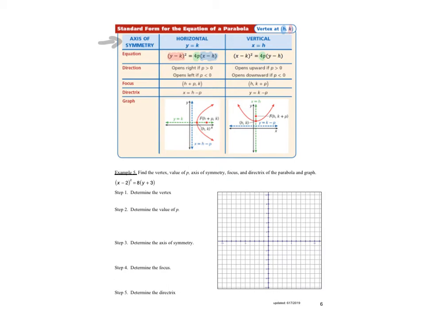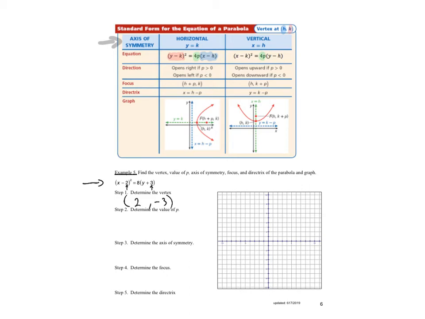We're asked to find the vertex, value of p, axis of symmetry, focus, and directrix of the parabola, and graph it, where this is our equation: x minus 2 all squared equals 8 times y plus 3. We've left that right-hand side factored so that it's easier to read off, by comparing to the standard form, what the y-coordinate of the vertex is. So the vertex has x-coordinate 2 and y-coordinate negative 3.